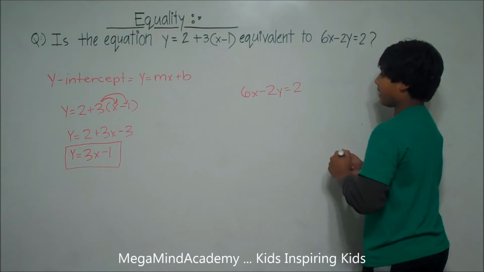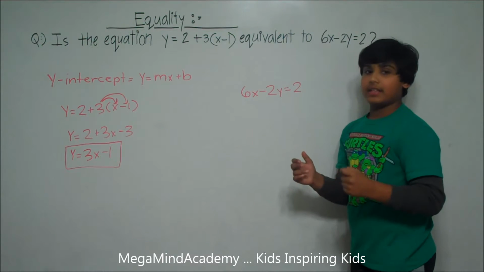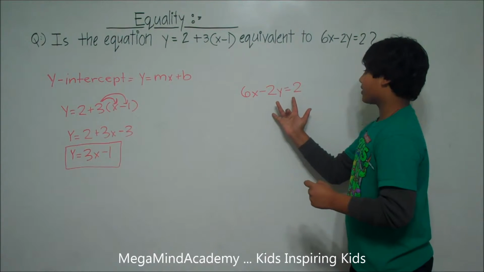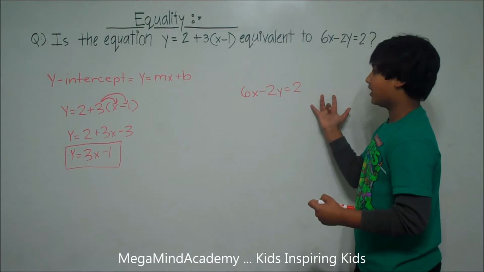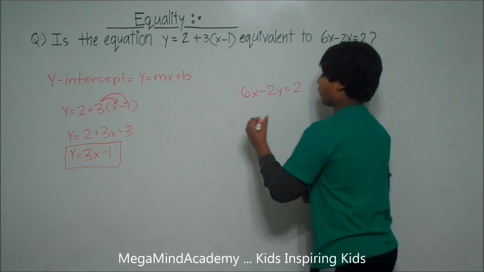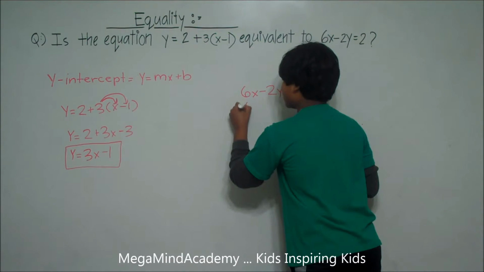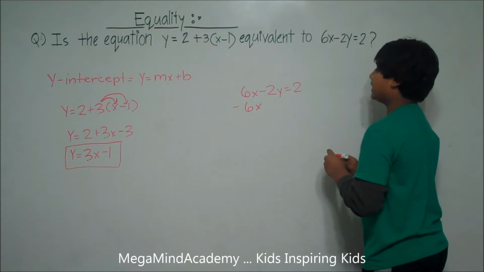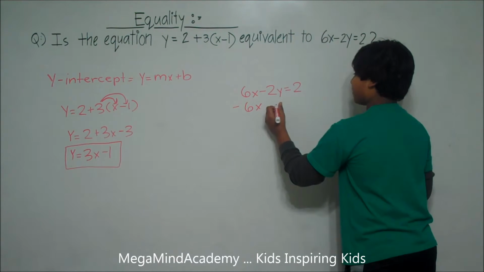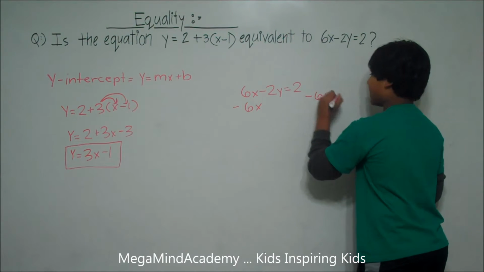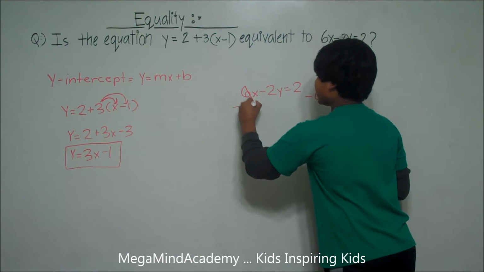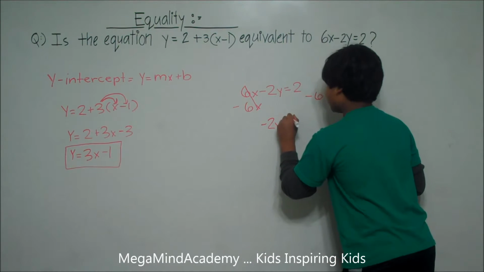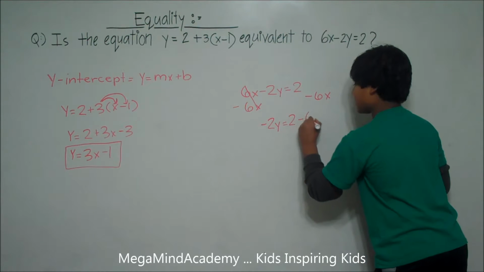In order to have intercept form, we have to have the y on one side and all the other terms and numbers on the other side. So the way we do that is we subtract 6x from both sides in order for them to still be equal. The 6x and 6x cancel out, so we're left with negative 2y equals 2 minus 6x.